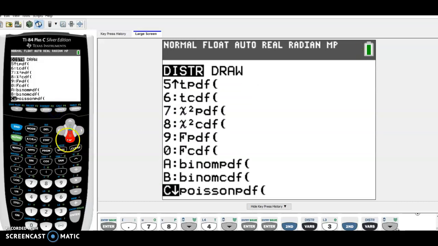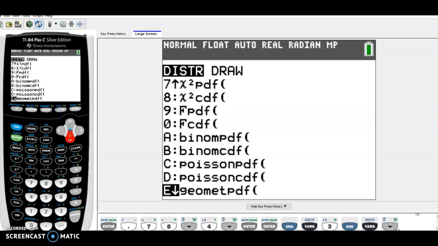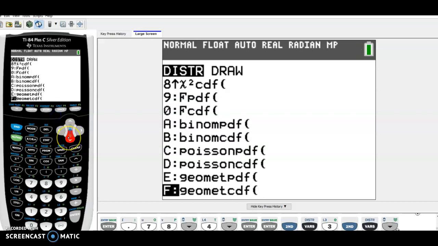And then at the bottom, binomial C and PDF and geometric C and PDF, where again, the PDFs are a particular point and the CDF is like a bunch of PDFs added together.